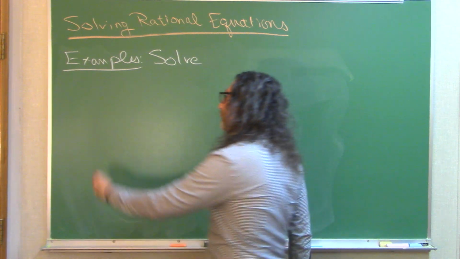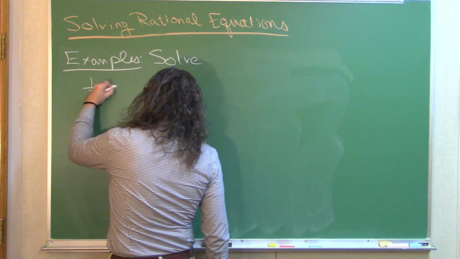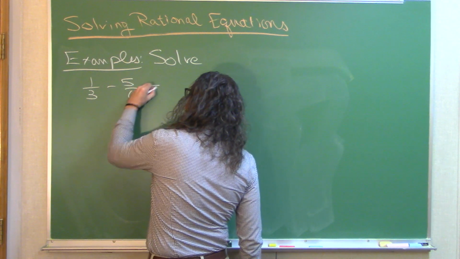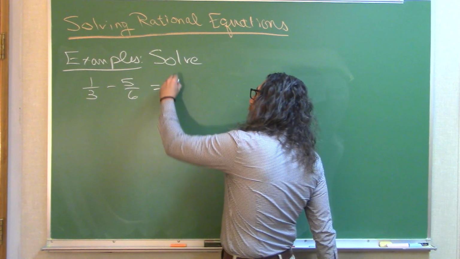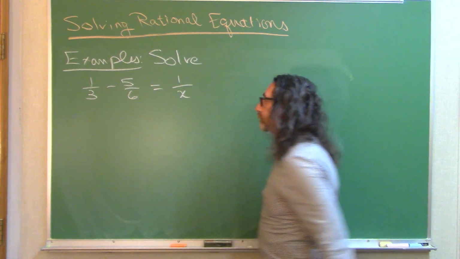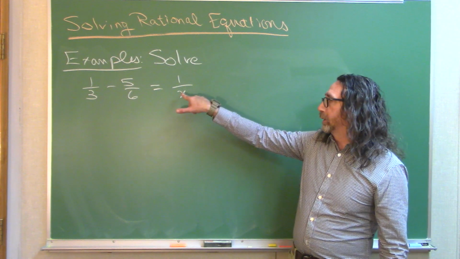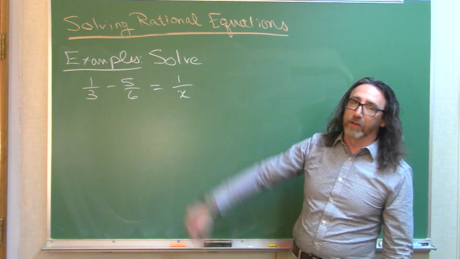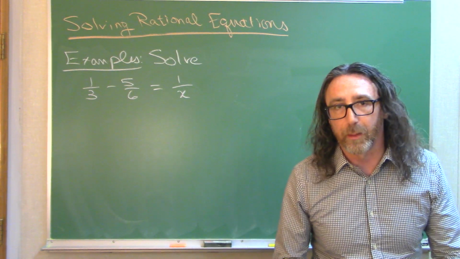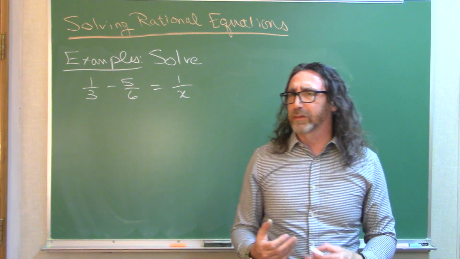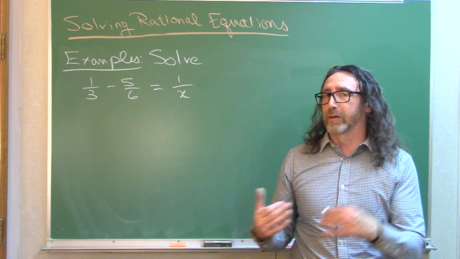Let's do 1/3 minus 5/6 equals 1 over x. Okay, so this is a rational equation. We have a variable in the denominator. And when you have stuff like this, there's really no other way to solve it.